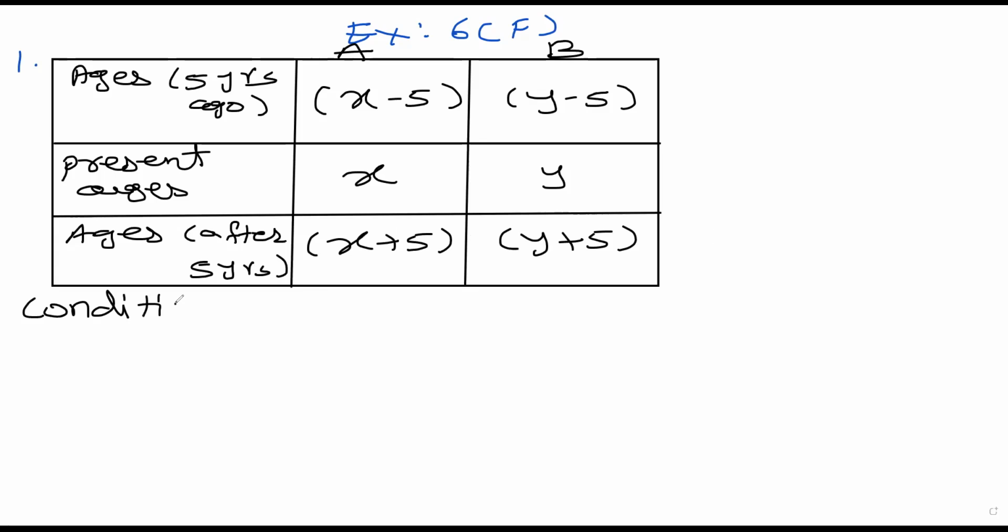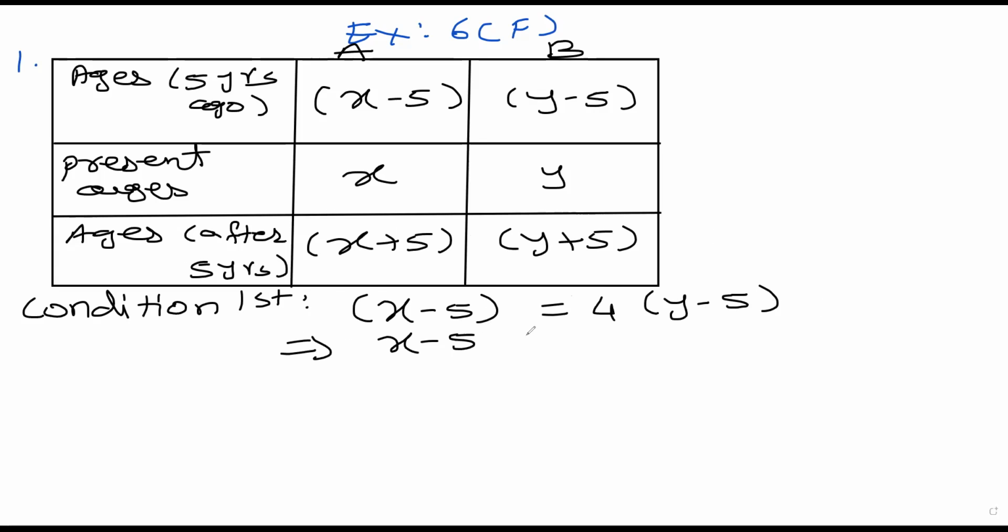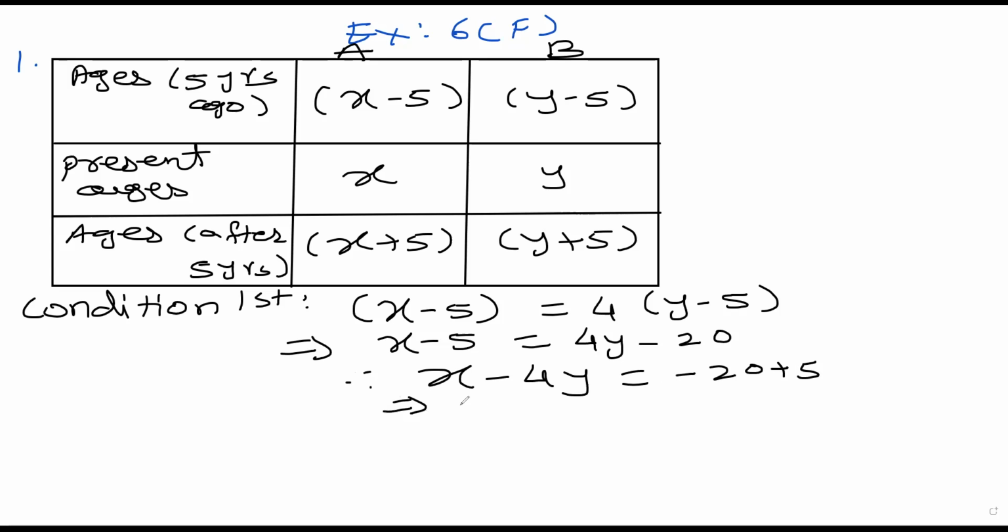Very nice. Now we will use condition 1. What is the first condition given? 5 years ago, A's age was 4 times the age of B. So x minus 5 is 4 times y minus 5. Is that clear? So what do you get? x minus 5 is equal to 4y minus 20. So we'll get x minus 4y is equal to minus 20 plus 5. This implies x minus 4y is equal to minus 15. This is equation 1.